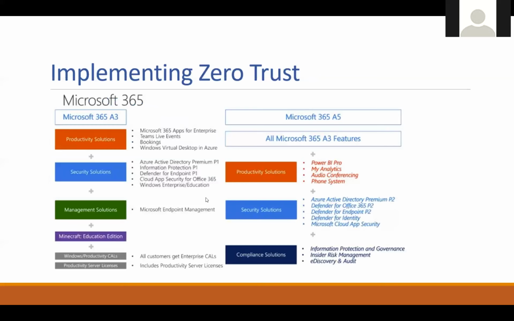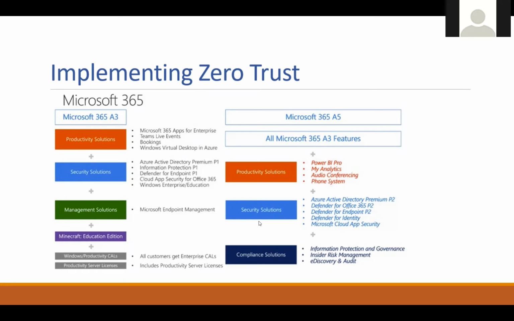One of the great things about the community college system is the foundation agreements that we have with Microsoft. So with the A3 and the A5 licensing, foundation licensing, we have access to these security systems, such as Azure Active Directory Premium 1, Information Protection Premium 1, Defender for Endpoint, Cloud App Security for Office 365, Microsoft Endpoint Management. All of these different resources are available even at kind of the entry level of A3, which most colleges are.